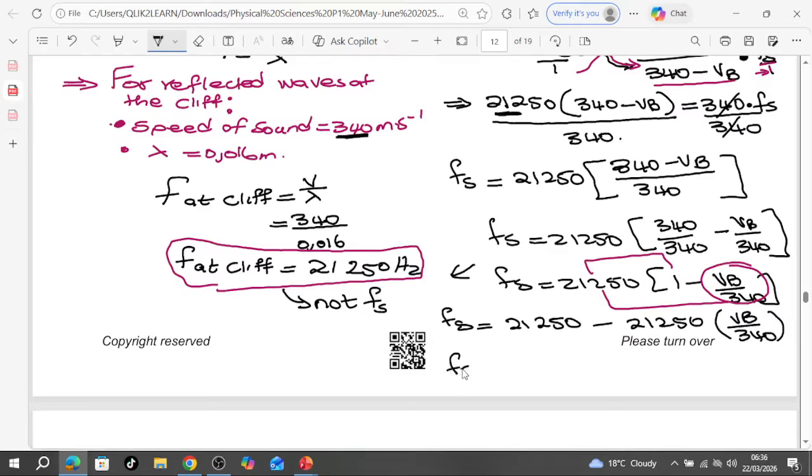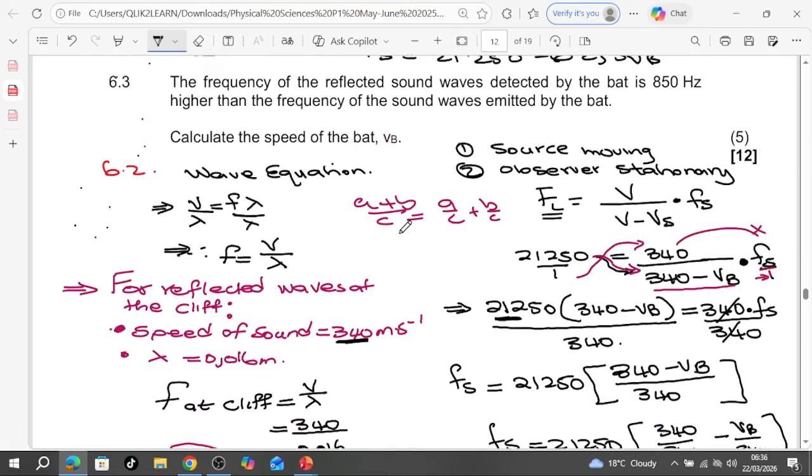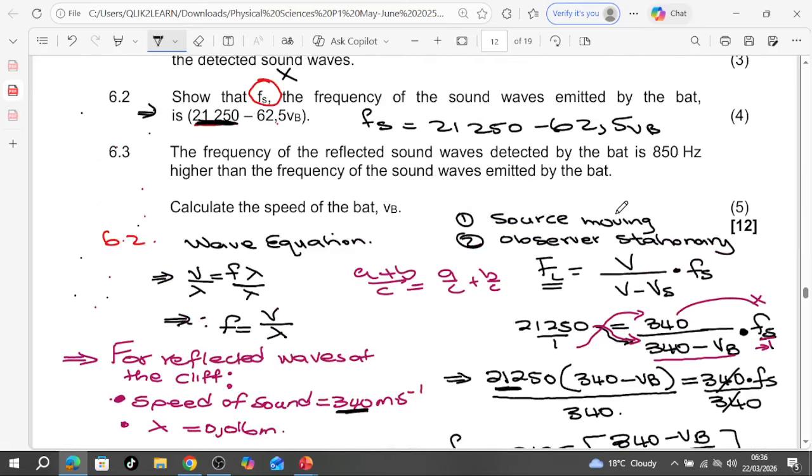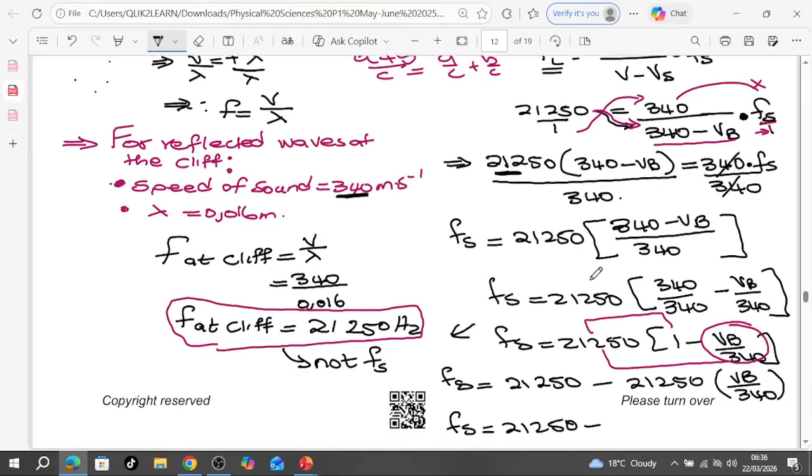Okay, so what is my Fs equal to? This is 21,250 minus, how many marks is this question? Maybe I'm the one making it more complicated, I don't know. So now this is 4 marks. It's fine, I need that 4 marks. I'll go through all this trouble to find the 4 marks.